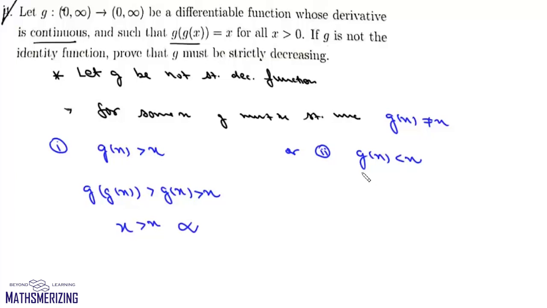Now if we consider the second case where g(x) is less than x. Again if we take the composition of g, then g(g(x)) will be less than g(x). Now g(x) is less than x, and g(g(x)) again is x. So from here we can write x is less than x, which again is not possible. So for both cases, we are getting impossible conditions. So by contradiction, we can say that g must be strictly decreasing for all values of x.